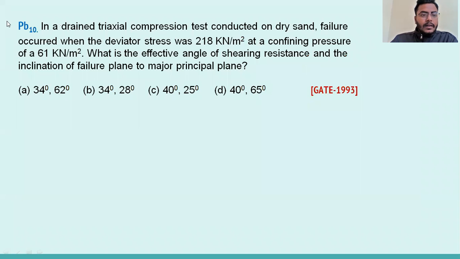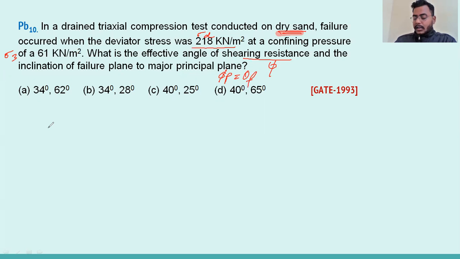So next question we have. In a drained triaxial compression test conducted on a dry sand, failure occurred when the deviator stress was 218 kN/m² at a confining pressure σ_c, or σ3, of 61 kN/m². What is the angle of shear resistance and the inclination of failure plane to the major principal plane, θ_P, or we can say θ_F?